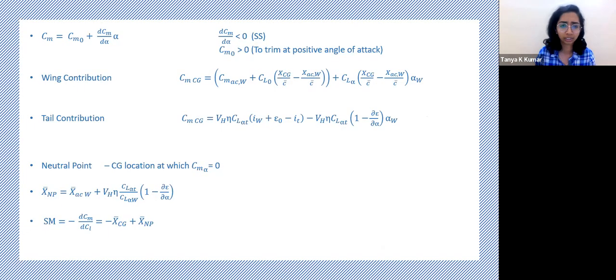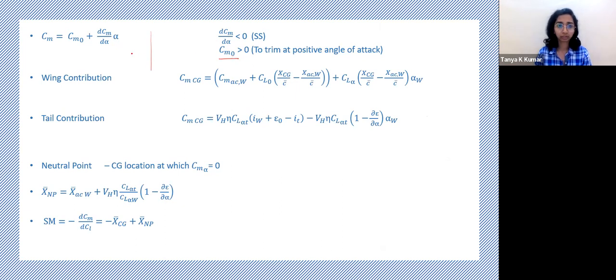Before that, we'll do a brief recap of the concepts we have gone through in, I think, two or three past lectures. The condition for longitudinal static stability is only Cm alpha less than 0. Cm naught greater than 0 is only to trim the aircraft at a positive angle of attack.